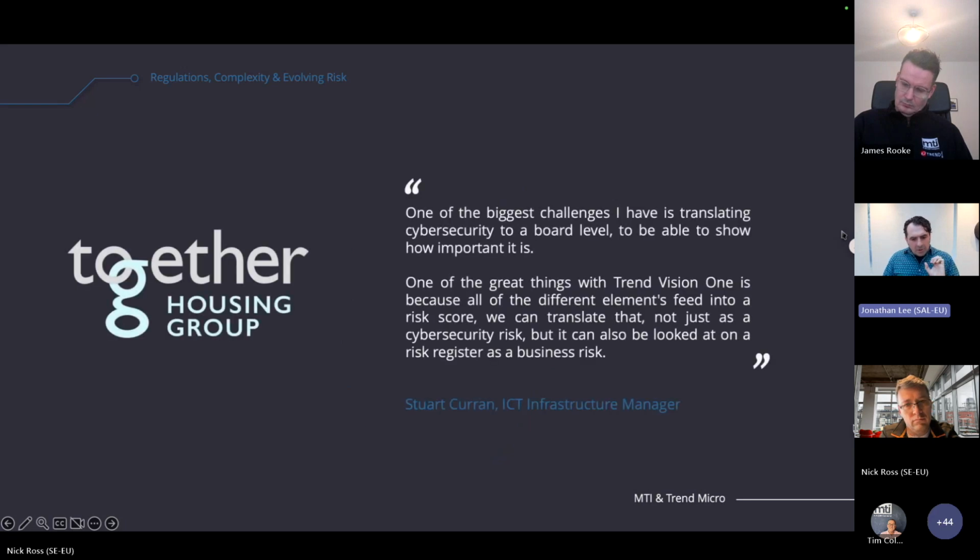So my final slide here before I pass over to Nick is talking about one of our case study customers, Together Housing, and they said one of their biggest challenges was translating that cybersecurity risk to the board level, because you've got people on the board that obviously have to cover a very broad range of areas in terms of risk to their organizations: fire, flood, and all this kind of stuff. And cyber is definitely on the same footing as that.